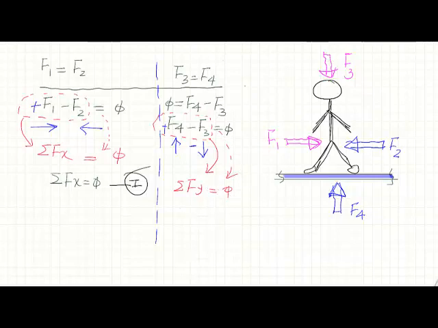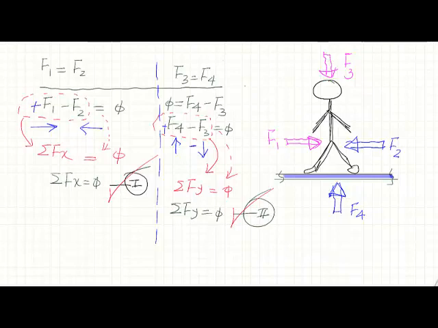So what we did here is actually repeat the very same thing. We say the sum of all forces in the y direction is equal to 0, and this is the second equation of equilibrium. So with this we have the first equation of equilibrium and the second equation of equilibrium.